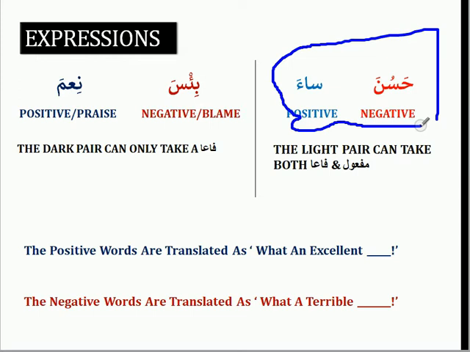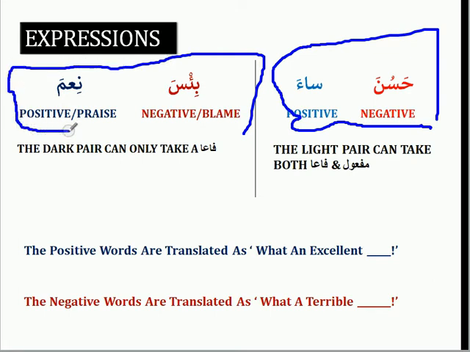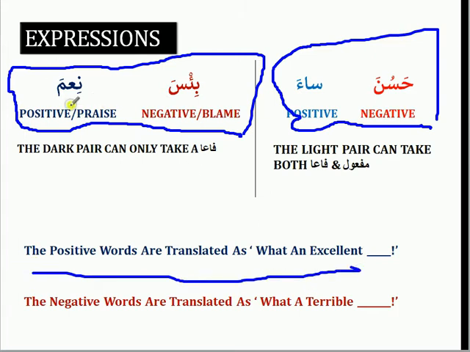They both take a maf'ul and a fa'il, and these two with almost the same meaning are a dark pair that can only take one fa'il, so they cannot take maf'ul. The positive words are translated as what an excellent. So ni'ma, what an excellent. Sa, what an excellent.